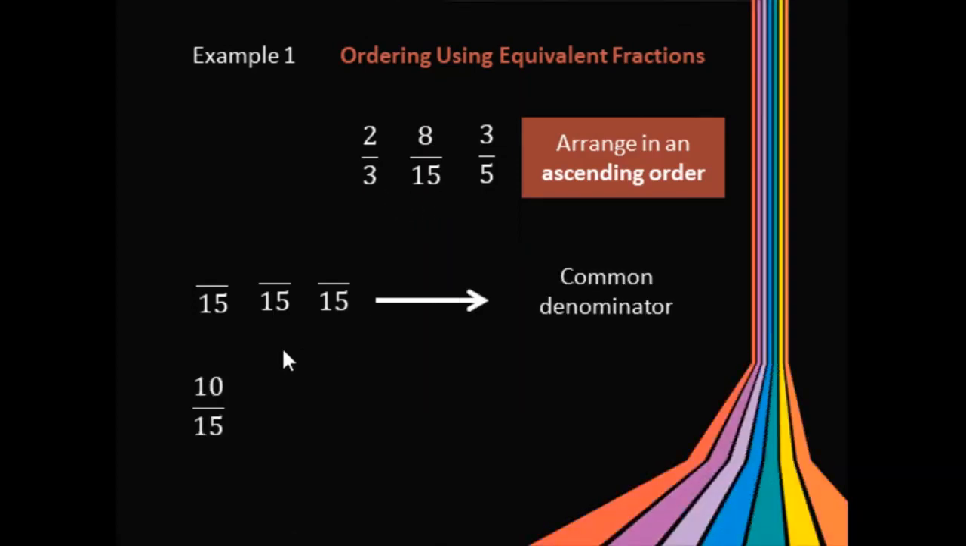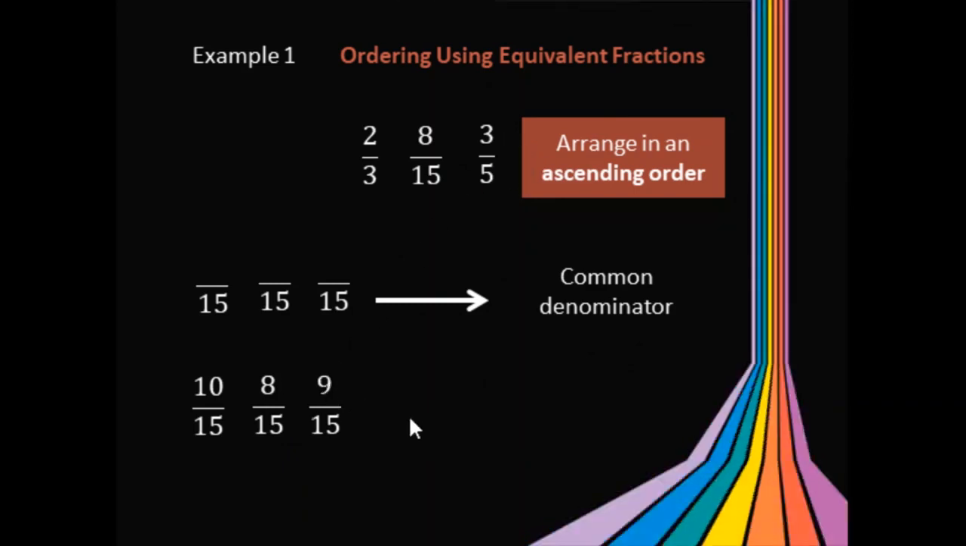15 divided by 3 is 5 times 2 is 10. So we get 10/15. Next, 15 divided by 15 is 1 times 8 is 8. So we get 8/15. And the last one is 15 divided by 5 is 3 times 3 is equal to 9.